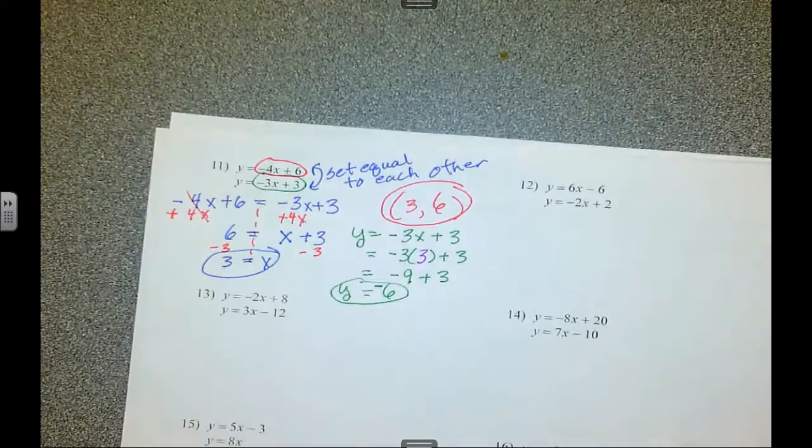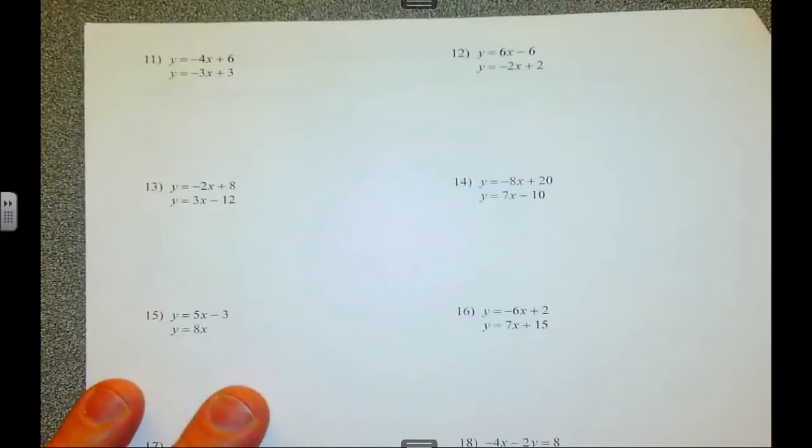Page 2. Page 2 is just like page 1, except we don't have just one equation solved for a variable. Both equations are solved for y. This actually makes our lives easier.